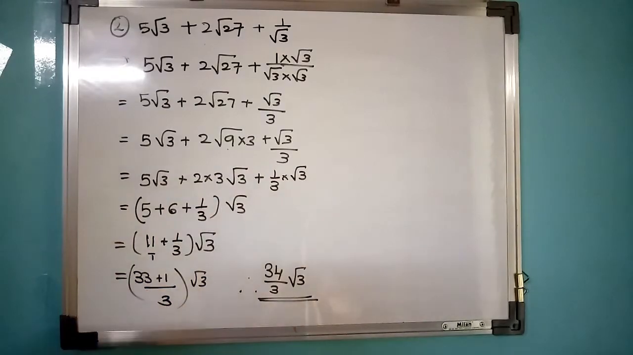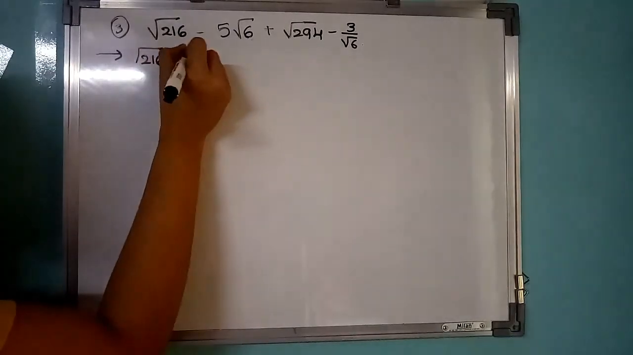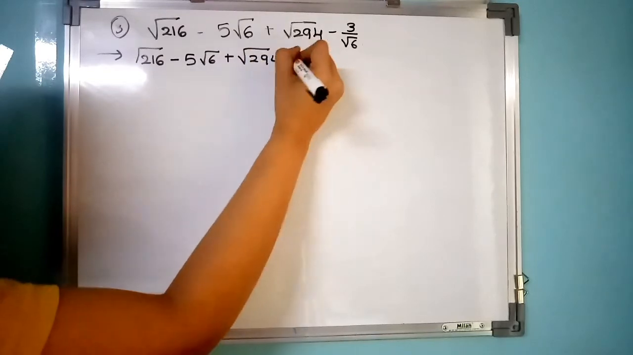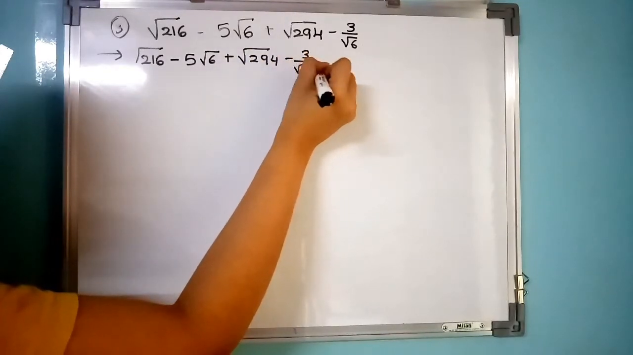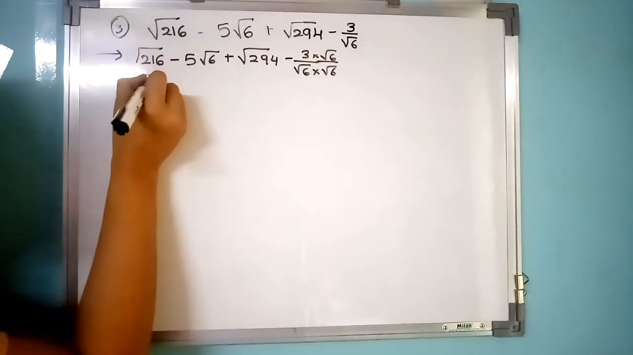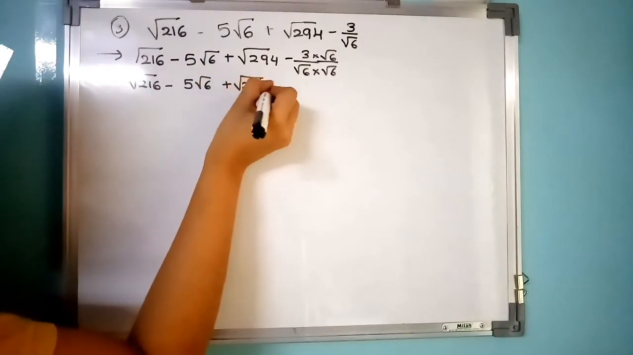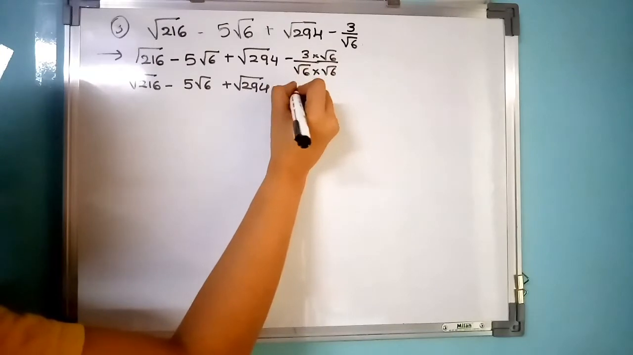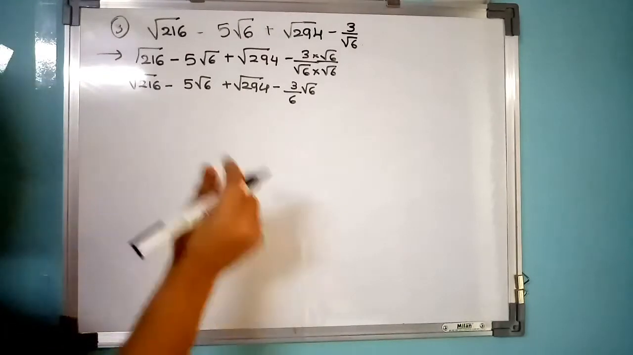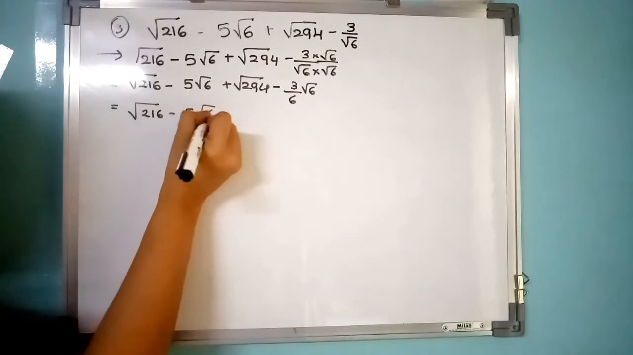Let's see the next question. Here again we see in the last term there is root 6. So let us rationalize it first. So we are writing all the terms as they are, with the last term multiplied by the rationalizing factor root 6. Now the previous 3 terms we are keeping as they are. 3 root 6 upon root 6 into root 6 means 6. Now we can see root 6 we have common in 2 numbers.